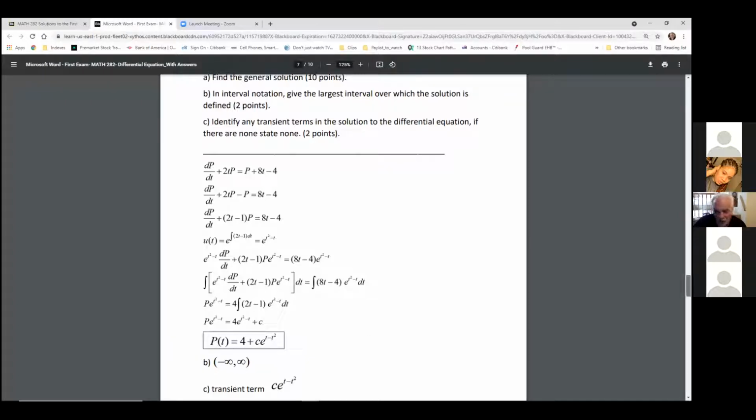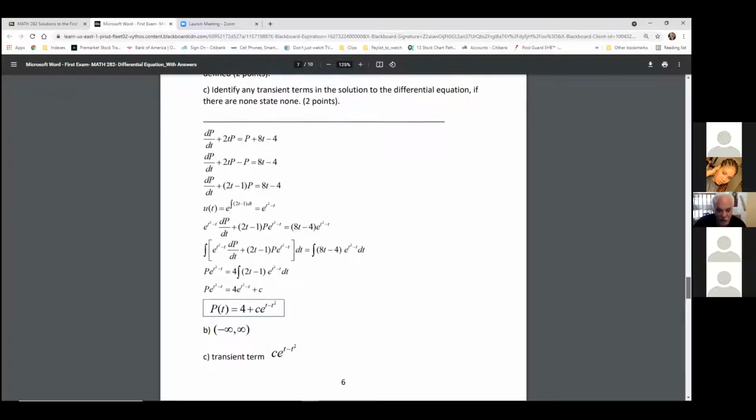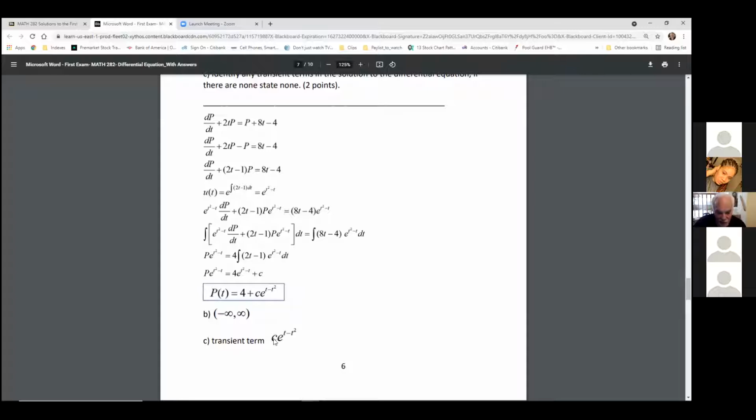Now, I think I just took off 1 point here. This was worth 2 points, but I took off 1 point. For the transient term, a lot of people gave me c e to the minus t squared. That's not fully correct. If you gave me that, I should have just taken off 0.5 point. But the transient term is the full thing.